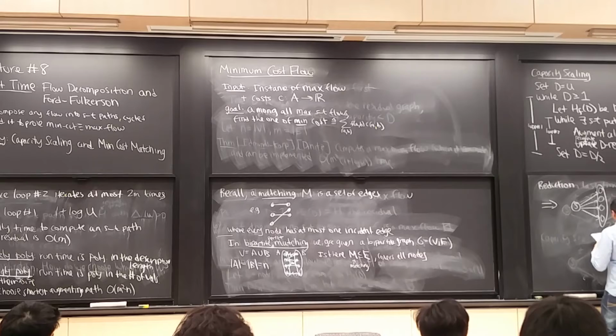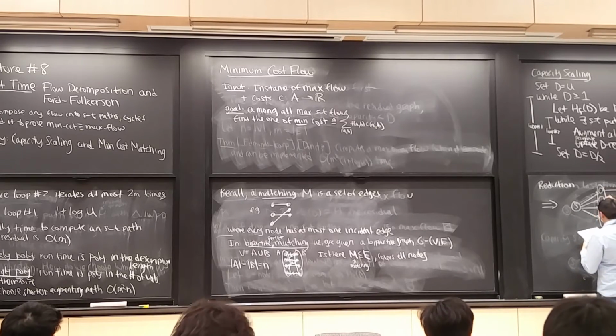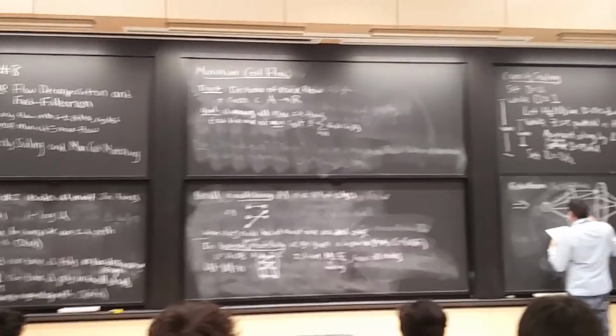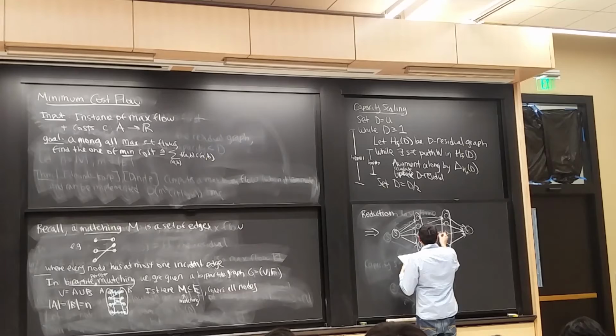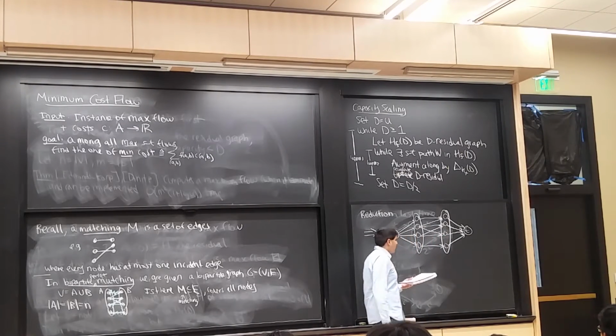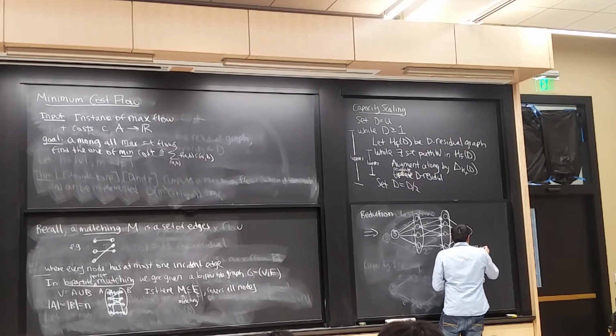Now the important thing is that every edge in the original graph is going to become a directed edge from A into B. That's it. So we create this graph where all arcs are unit capacity.